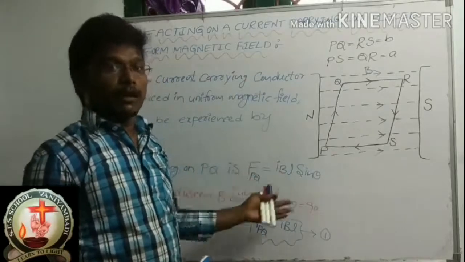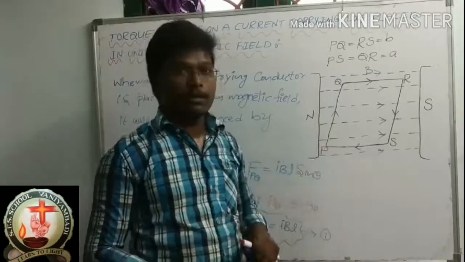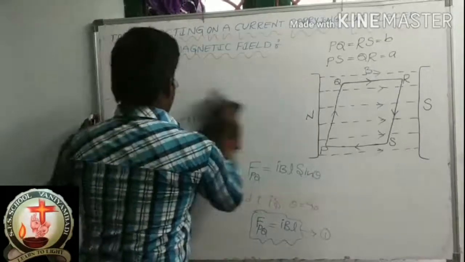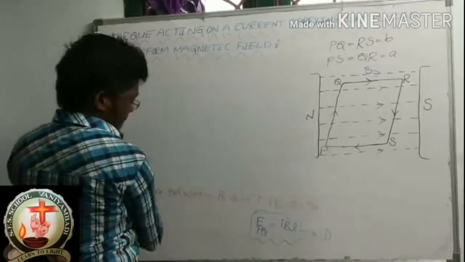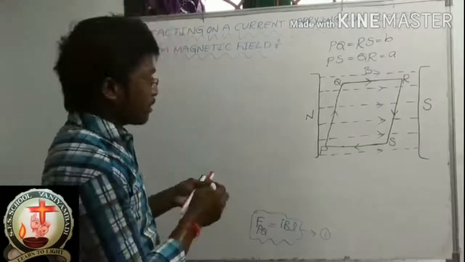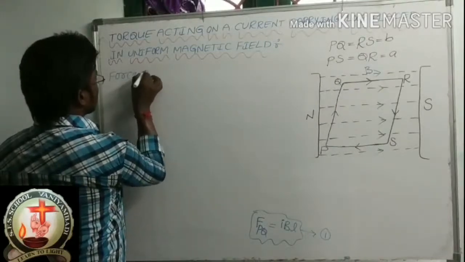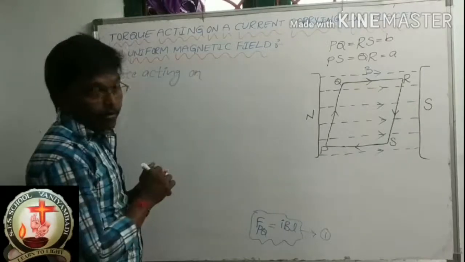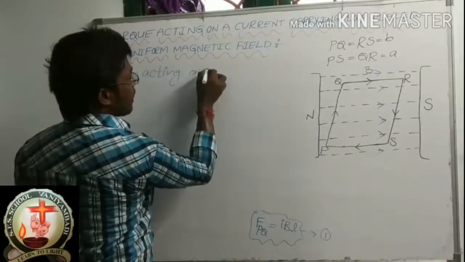Like that we can find all the conductors. How much force will be acting here? How much force will be acting in this part? How much force will be acting in this part? Okay. One by one we should find. Now, next one, force acting on RS.